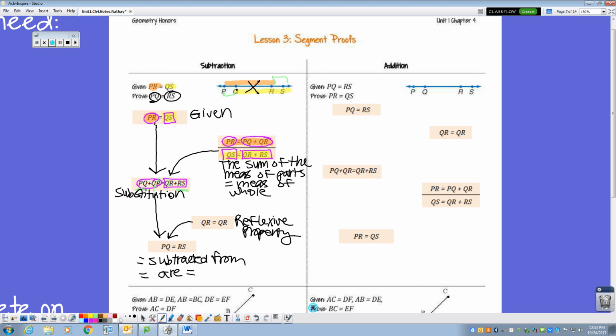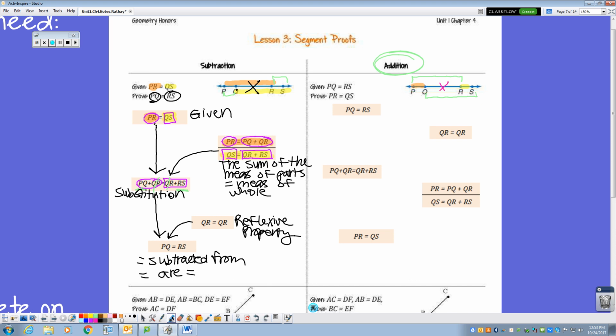On the right, I have a very similar proof, but it's similar because it uses the same segments, but in the reverse order. This time I'm given that PQ, that small piece, equals RS, this small piece, and I'm being asked to prove that this larger piece equals this larger piece. Because it's larger pieces that I'm trying to get, that means I'm adding. And what do I have to add to the orange to get that full segment? QR. What do I have to add to the yellow to get that full segment? QR again. I have to add that to both sides.